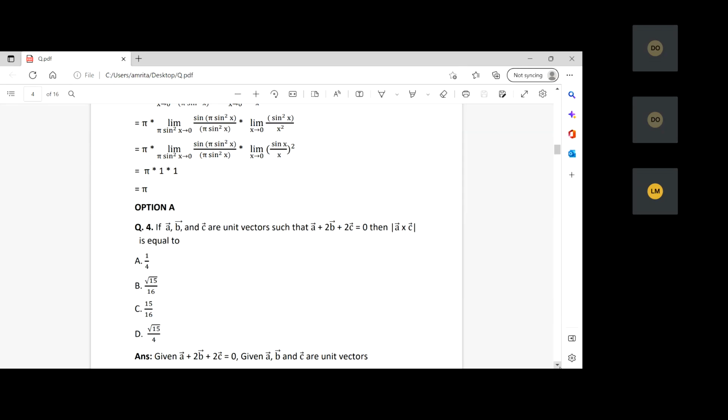If vector A, vector B, vector C are unit vectors, and vector A plus 2B plus 2C equal to 0, then I need to find out the cross of A and C. This is also a very simple question. Given they are unit vectors, and you have an equation, or a statement, connecting all of them, you need to find out A cross C. I have the options 1 by 4, root 15 by 16, 15 by 16, root 15 by 4.